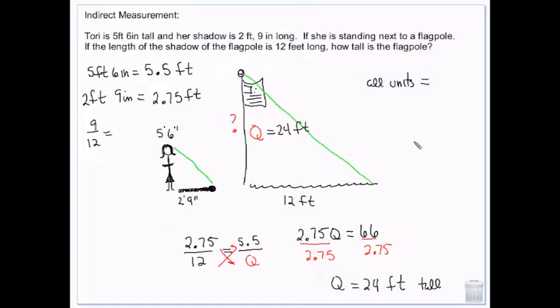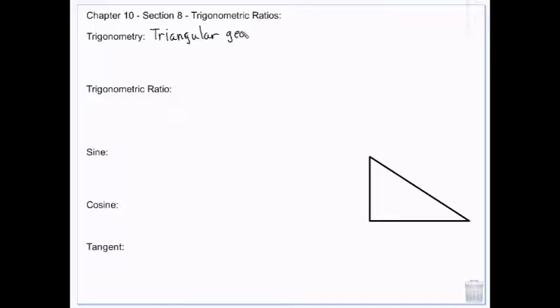So, triangular geometry, and more specifically, geometry is the study of the relationships between has 2 E's in it.